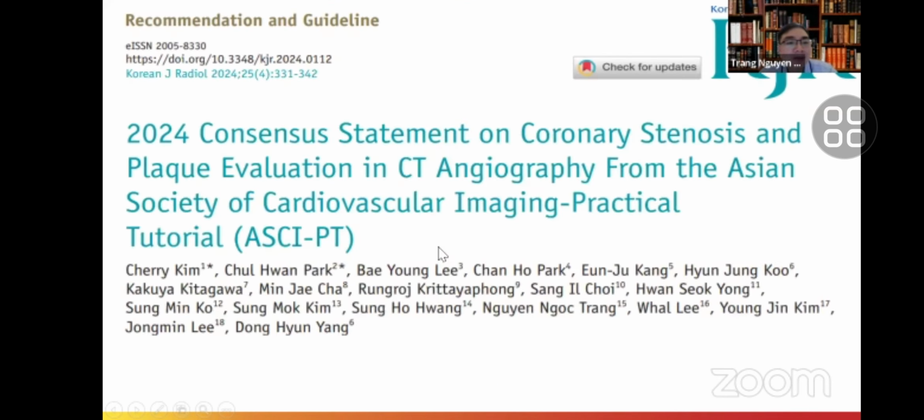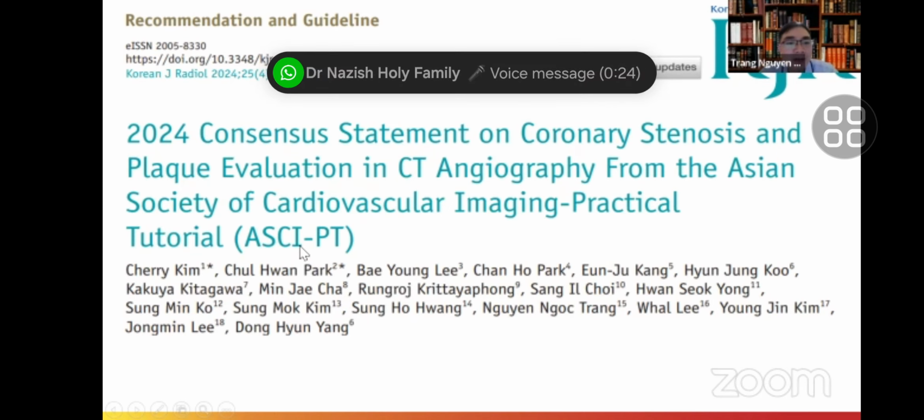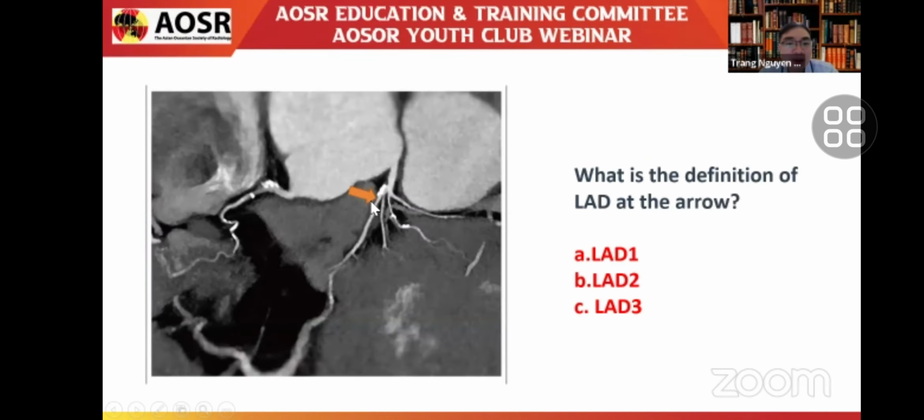Recently, we have a consensus statement on coronary stenosis followed by the SCCT. This comes from ASCI, the Asian Society of Cardiovascular Imaging, which gave a statement on the evaluation of plaque in CT angiography.